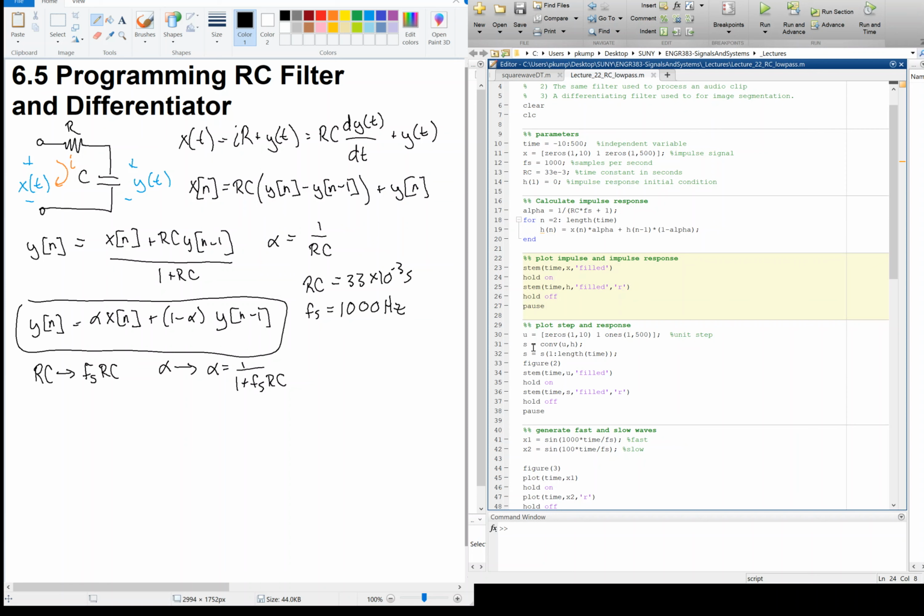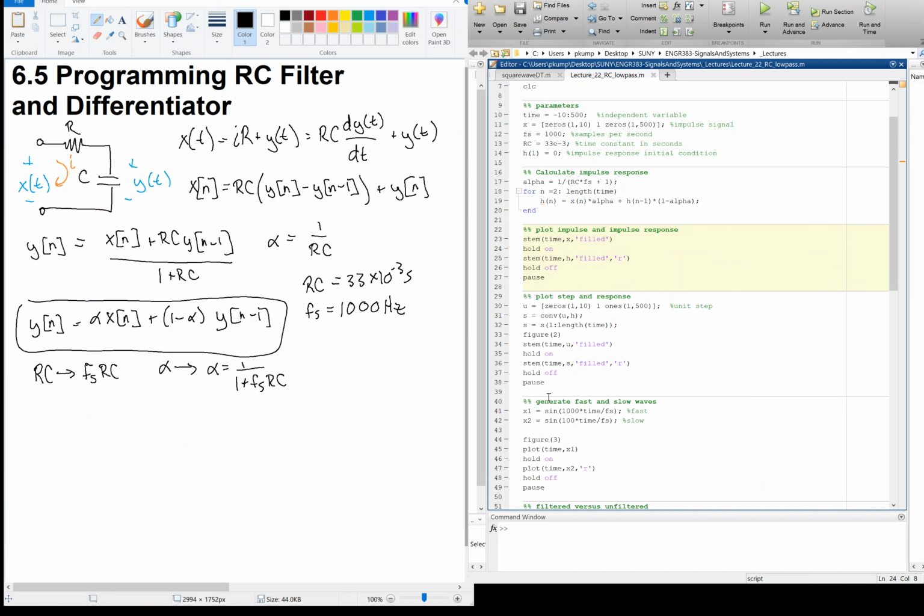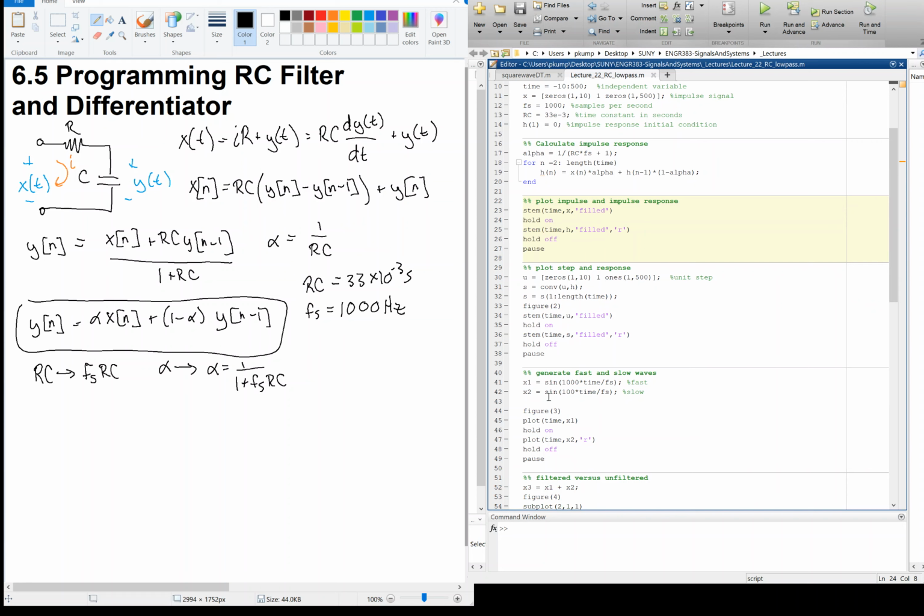That's a unit step. And then the step response, S, now that I have the impulse response, to get the output for any input, I just convolve, in this case, the unit step with the impulse response, and that gives me the response to the step. And so then I'll plot those things as well.